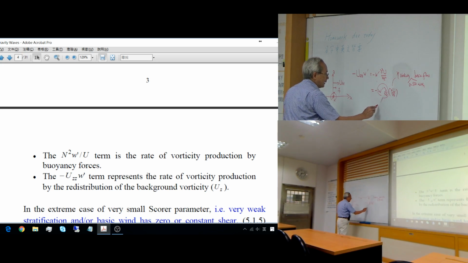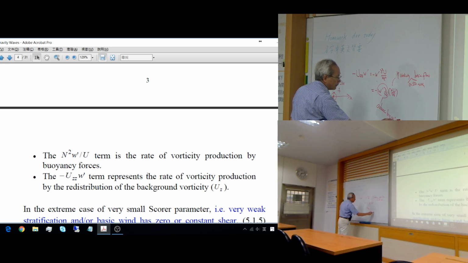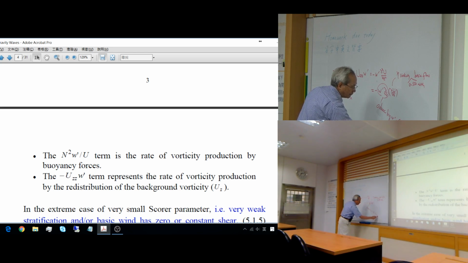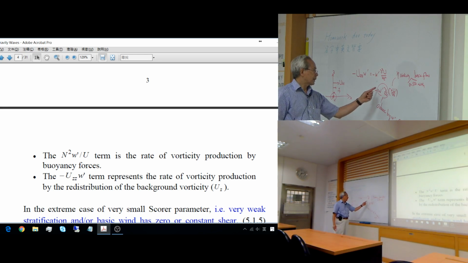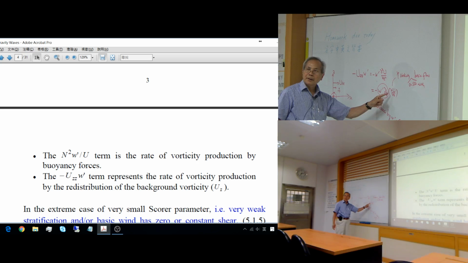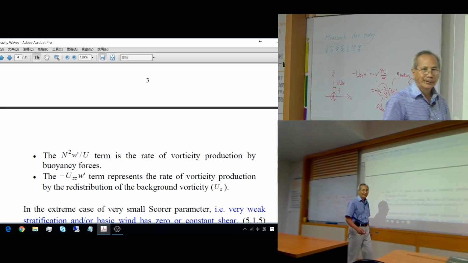So this is advection by W prime of eta vorticity associated with basic flow. Basic flow is U. Or you can say advection of the basic flow shear. But that shear actually is vorticity.